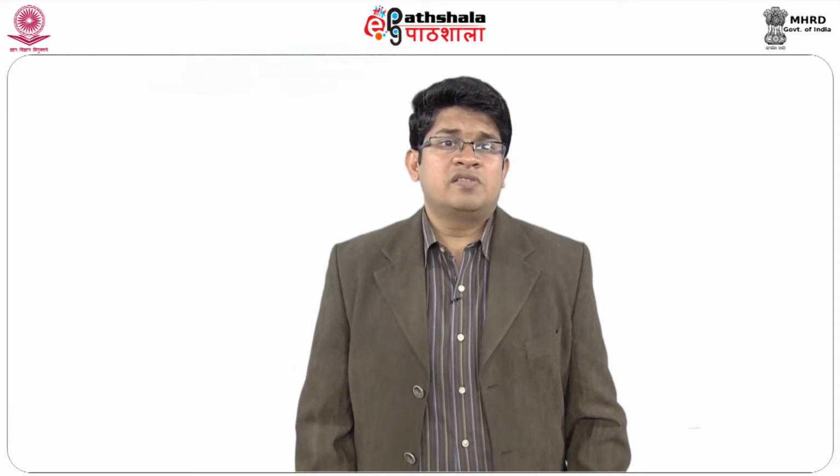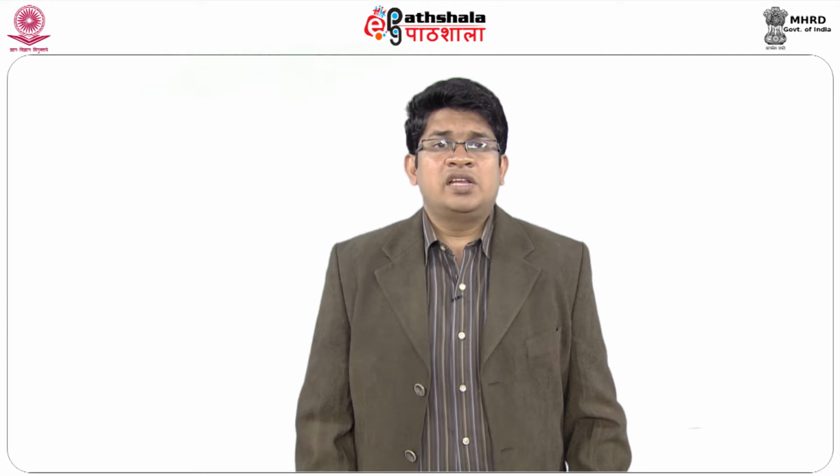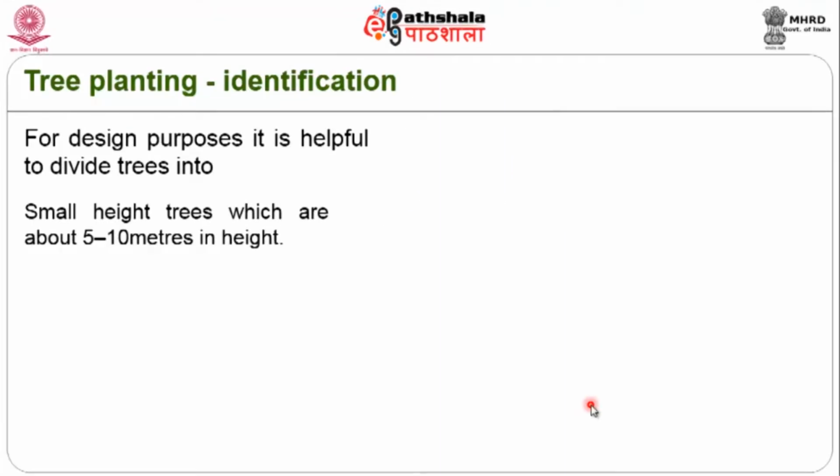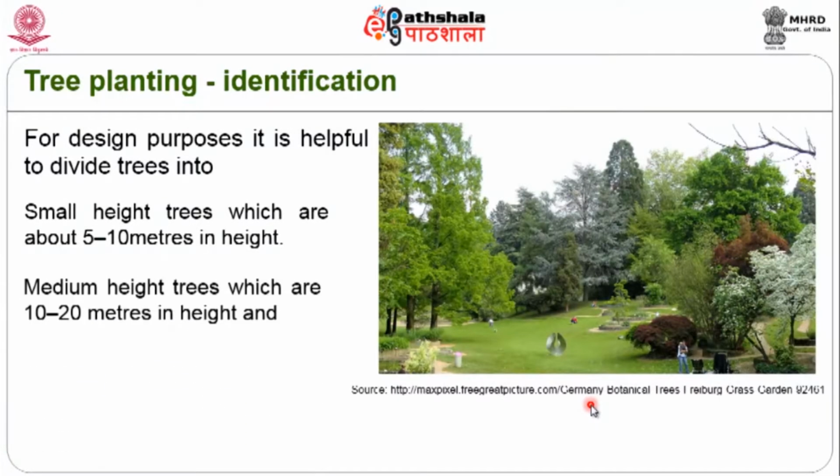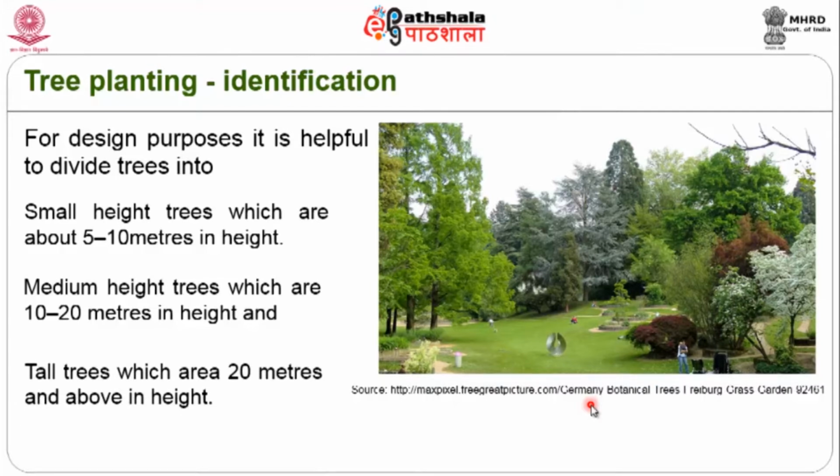also classifying trees and dividing them into different categories, like the small height trees, which we would say are about 5 to 10 meters in height. Then we have the medium height trees, which are 10 to 20 meters in height, and then the tall trees, which are more or less 20 meters and above in height. So, the tree classifications: small 5 to 10 meters, medium height 10 to 20 meters, and tall trees 20 meters and above.